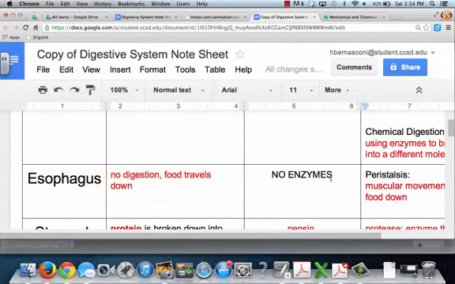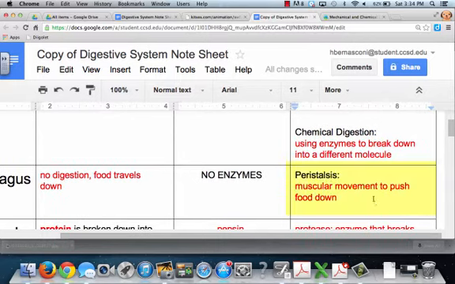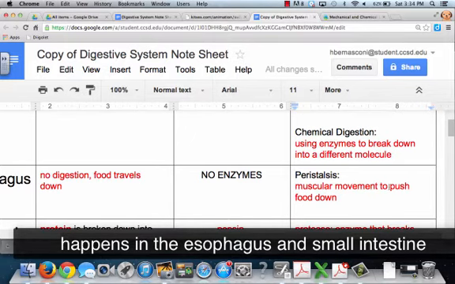There were no enzymes used. But something we're going to talk more about in class is called peristalsis. And that's the muscular movement to push food down. Food doesn't go down as fast as it did in that animation. In fact, it gets pushed down, sort of like how you push toothpaste down a tube of toothpaste. So it's a muscular movement to help push food down. We're going to see this word twice, here and in the small intestine. It's just muscular contractions.